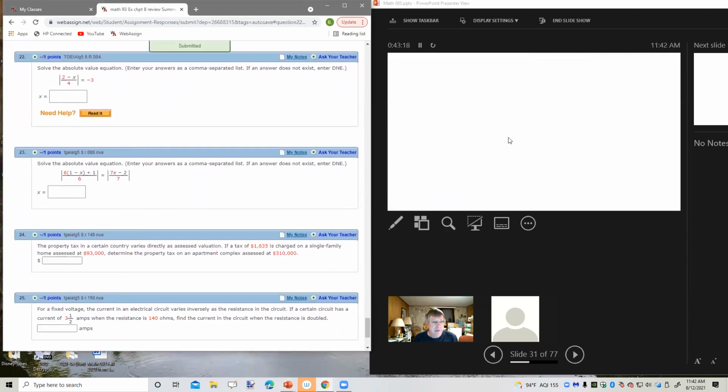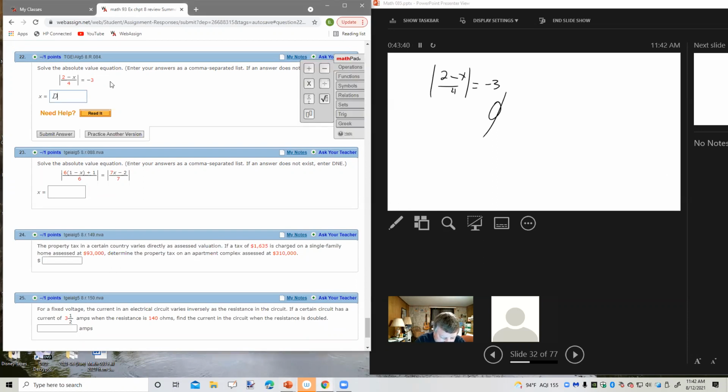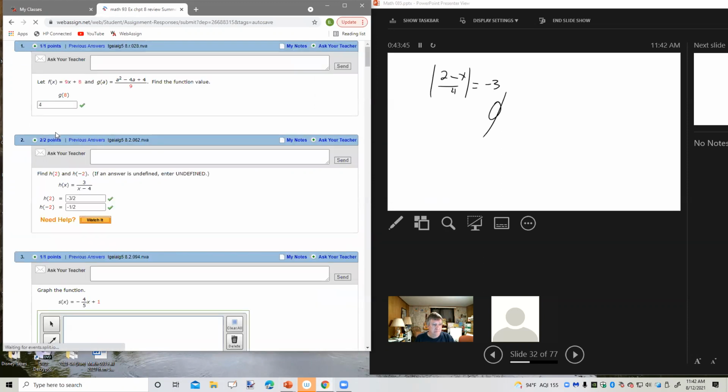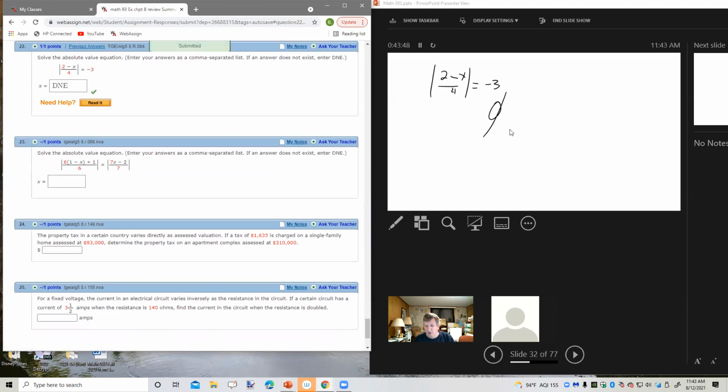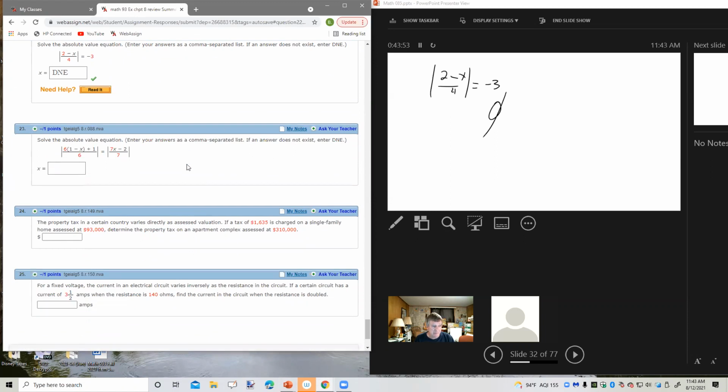All right. Next one, solve the absolute value equation. Enter your answers as a comma separated list. If an answer does not exist, write D N E. Well, an absolute value can't equal a negative number, can it? So there's no solution. D N E. I could have gone to all the trouble to solve it and gotten 2 answers and plugged them back in and seen that they didn't work, but yeah.